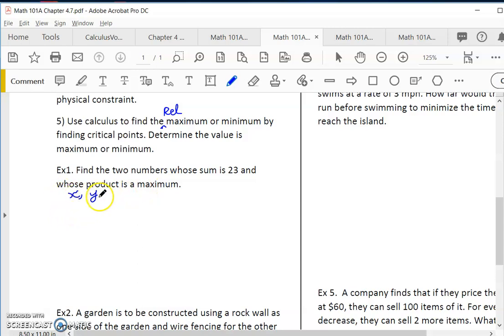Second step is introduce variable. The second step is, what am I maximizing? I'm maximizing product. So I'll say product equal to, product is x times y. I want to maximize it.